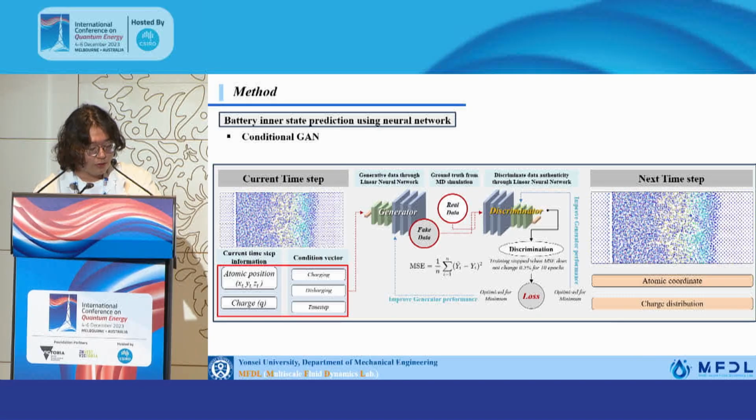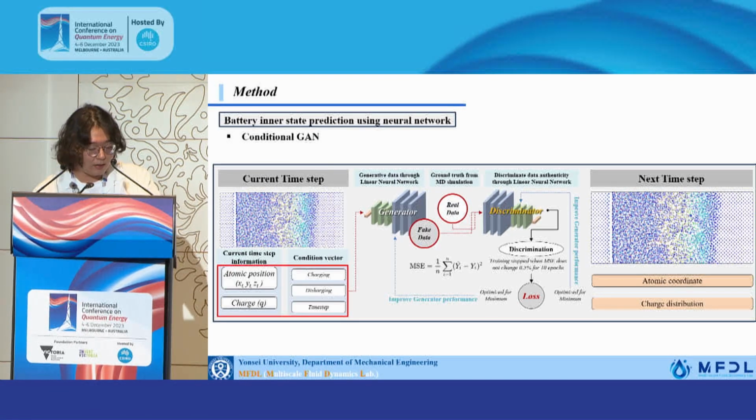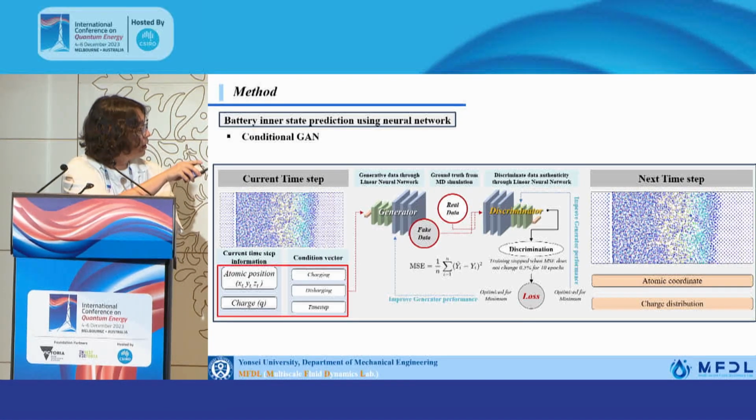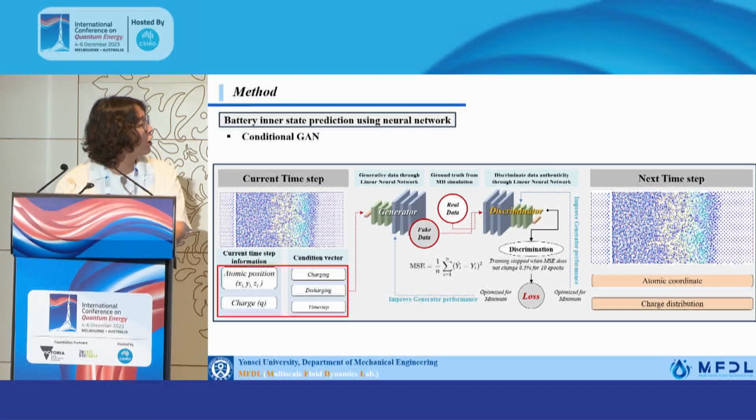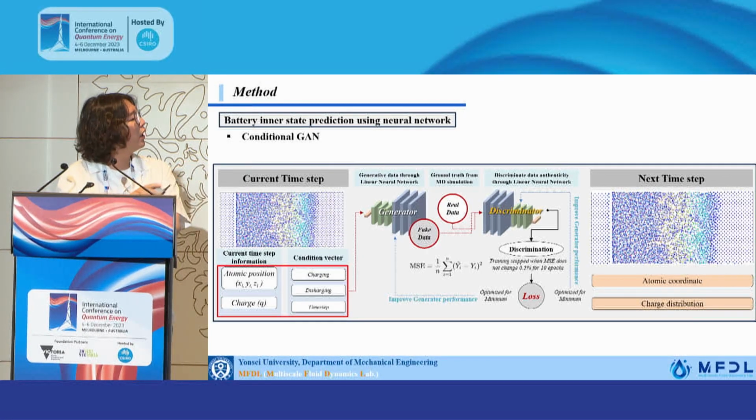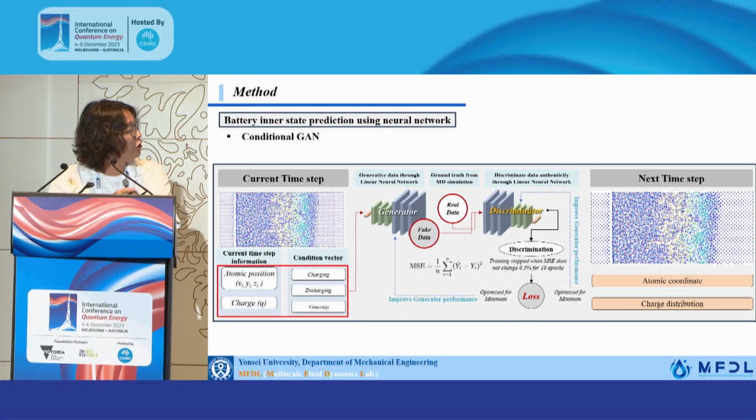So in this research, the neural network is used to predict the next time step state of the lithium-ion battery. Basically, the input of the neural network is the atomic position and charge of the current time step, and the output of the neural network is the next time step's information of atomic position and charge.